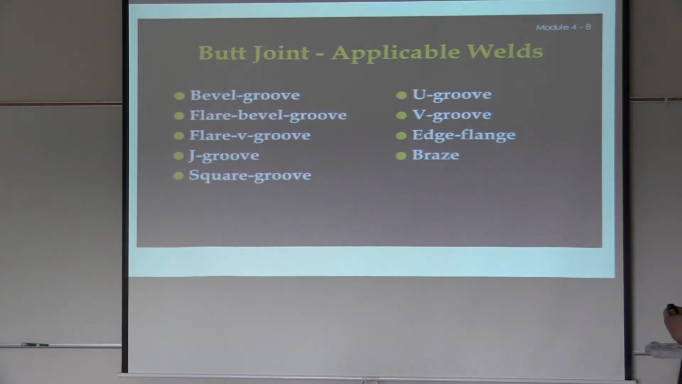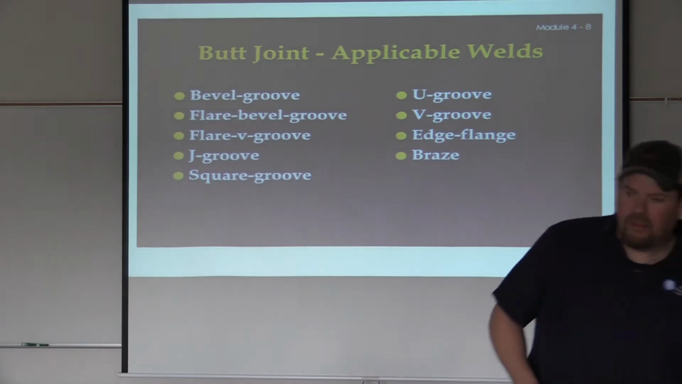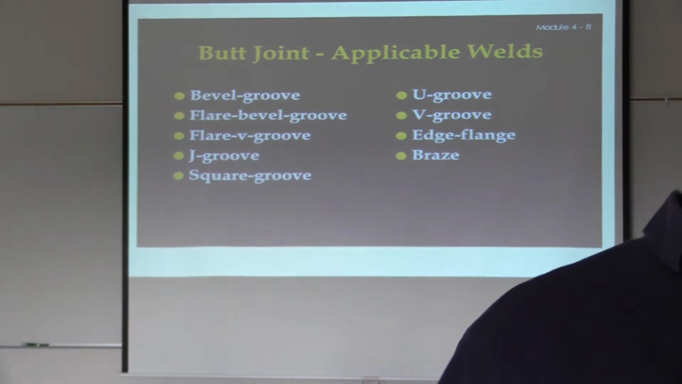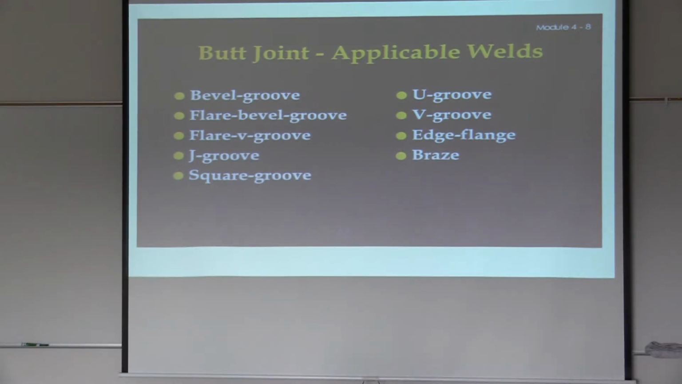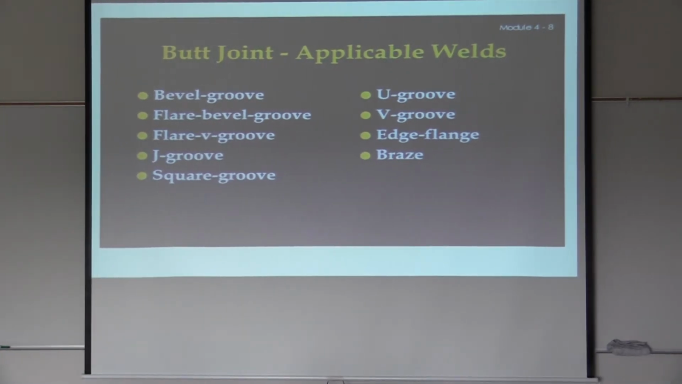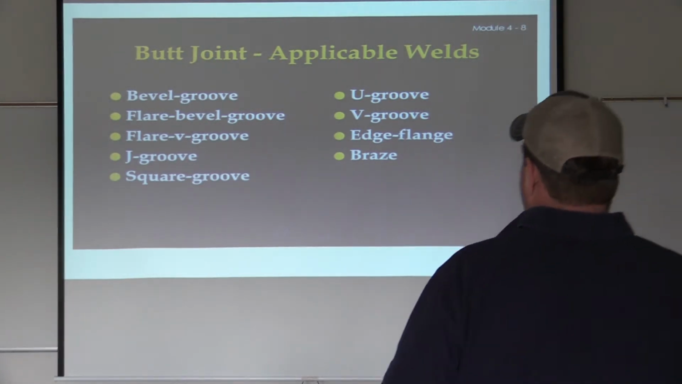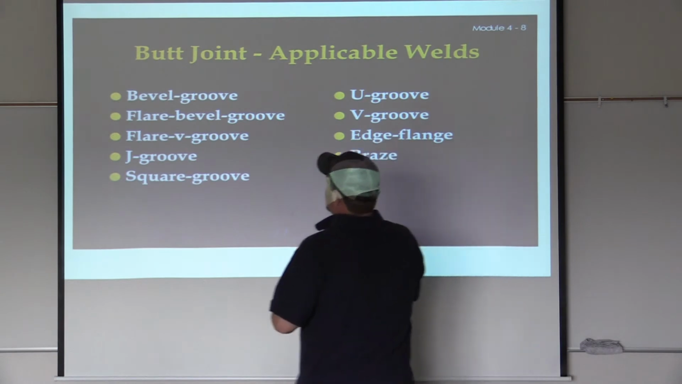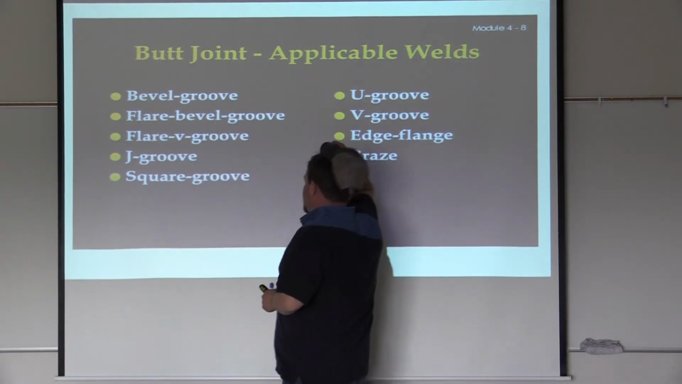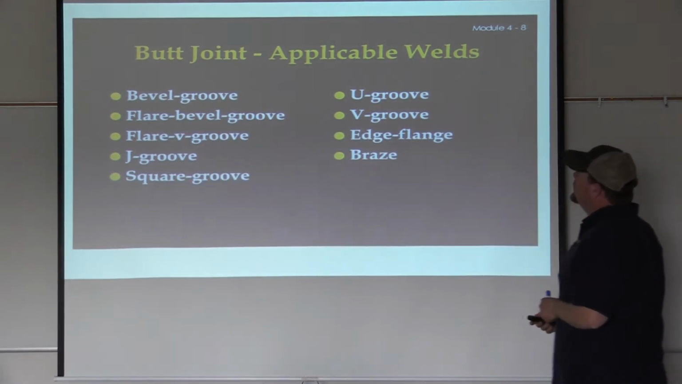Again, here are your preps. It can be bevel groove, flare V groove, J groove, square groove, U groove, V groove, edge flange, braze, and so on, okay? There's a lot of stuff in there. A lot of things can be. The most common one that we're associated with is typically going to be your V groove or a straight square groove for thinner material, right? And then occasionally you do get a little bit into even a flare bevel.